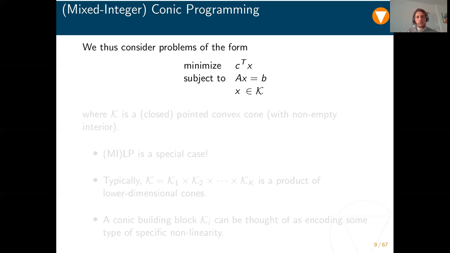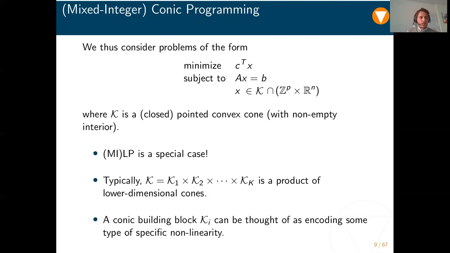And you can easily go over to mixed integer conic programming by just requiring that some of the variables also have to take integer values. So this is the standard form we are going to look at during the next, maybe 2 hours.